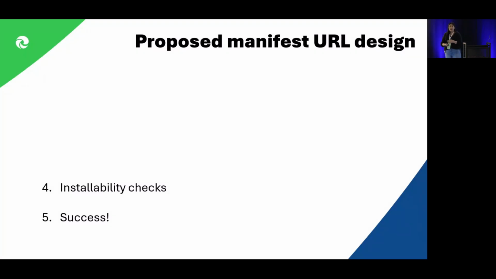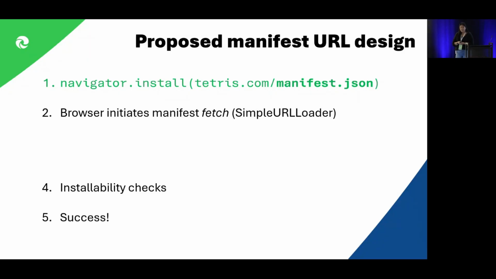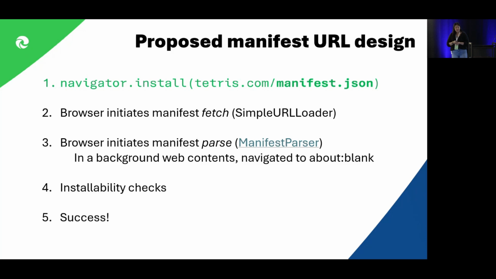Let's fetch it directly and eliminate that intermediate step of loading a document in the background. For the Web Install API, this starts with developers providing us a direct link to a manifest file as opposed to a site's homepage. This also eliminates the need to solve the redirecting URL problem. The browser initiates the fetch using the simple URL loader. Next, we run the web app manifest parser on the fetched JSON. Now, because this is untrusted data, we obviously can't do this in the browser process. Our current design still leverages the background web contents, but only navigated to about:blank, so no data is leaked and performance should not be an issue.